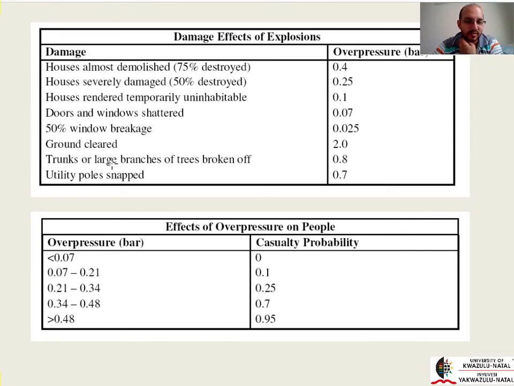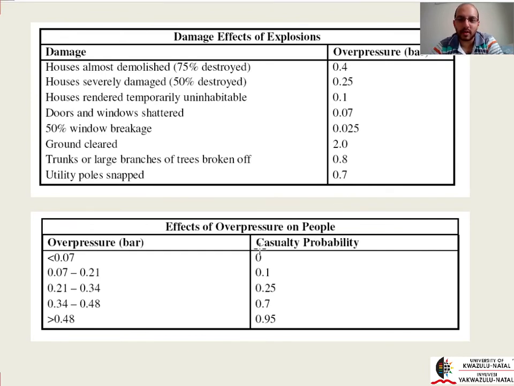What's its effect on trees? If there are trees experiencing an overpressure of 0.8 bar, either the entire tree would be destroyed or the branches will be broken off, and also utility poles as well. And overpressure also affects, of course, people.